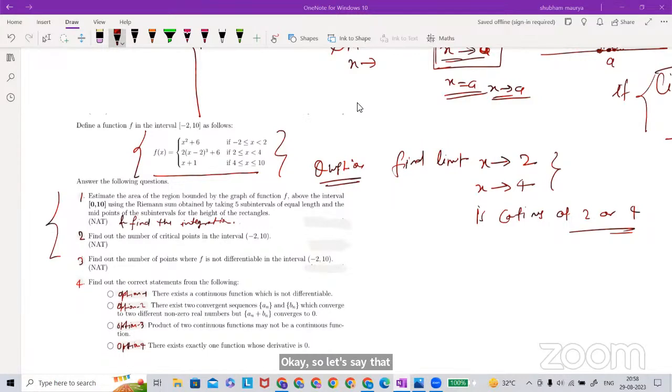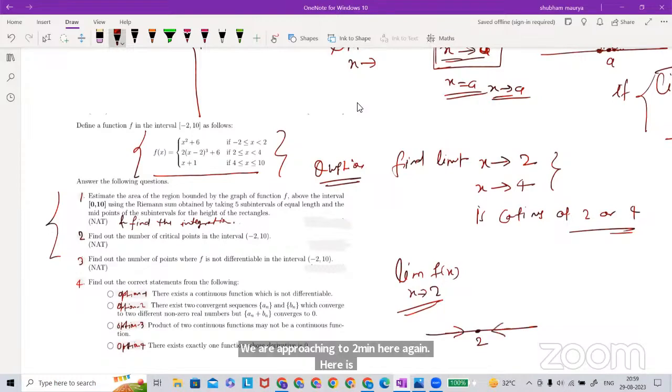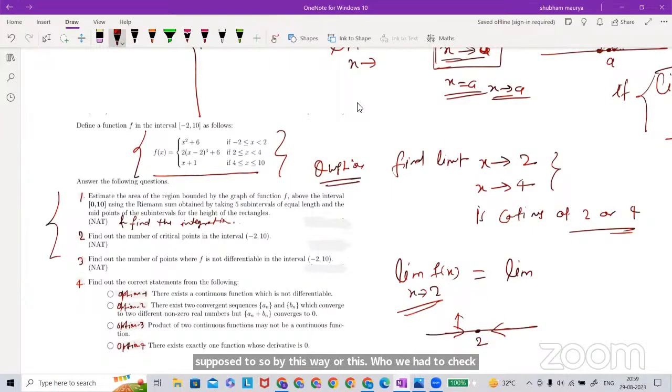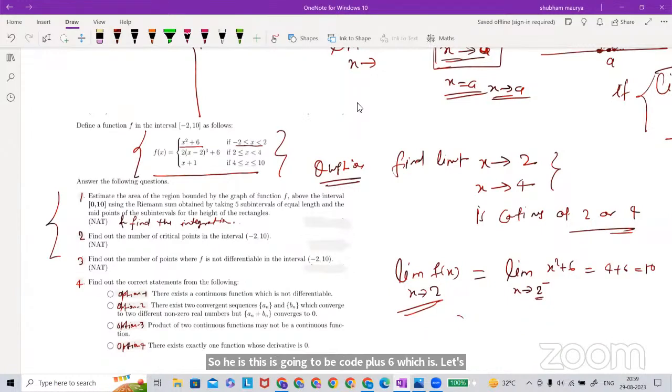So let's solve this problem. Let's find the limit as x approaches 2. So we have two cases. Approaching 2 means we have to check from this way or this way. The left is generally written as 2 to the power minus. This tells you that you are approaching 2 from the negative side, meaning values lesser than 2. So the function here is x squared plus 6. Now this is a simple polynomial, so we just need to substitute the value 2. Approaching means you can easily substitute the value here. So this is going to be 4 plus 6, which is 10.